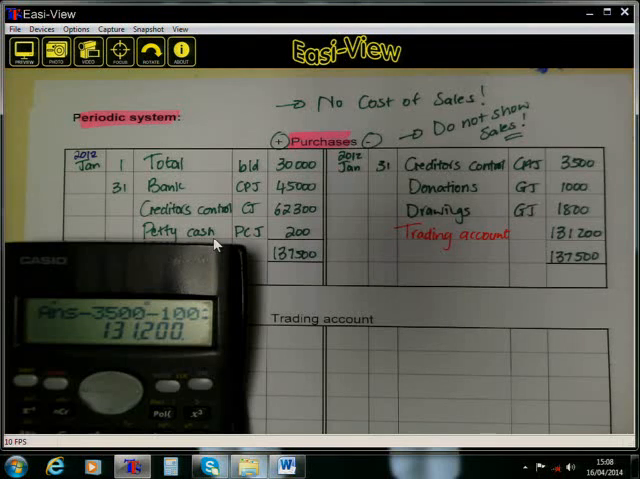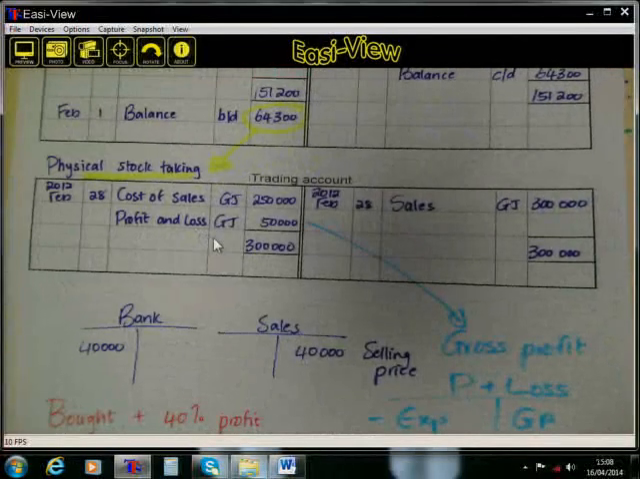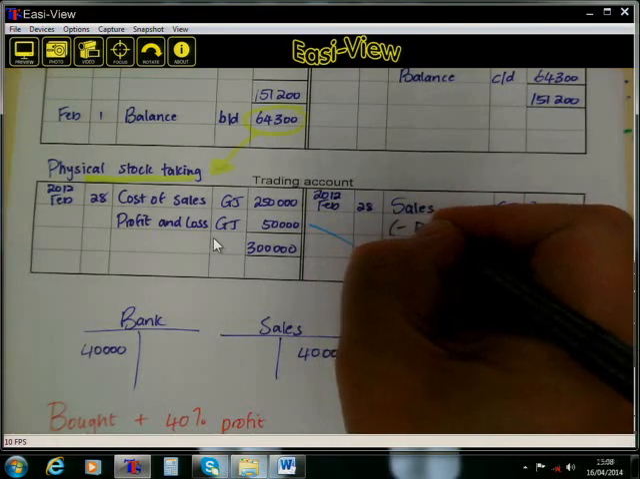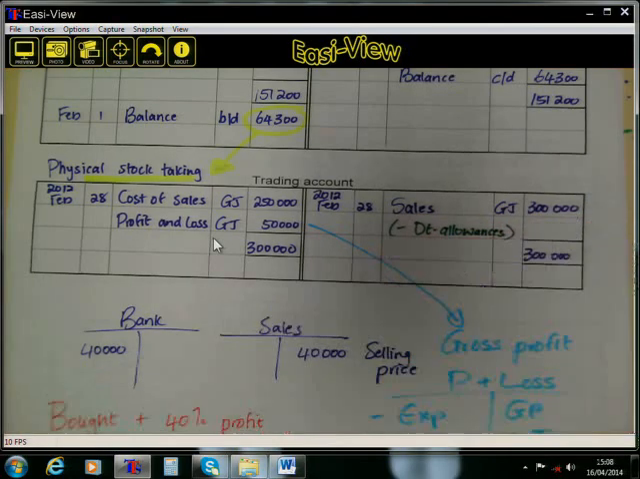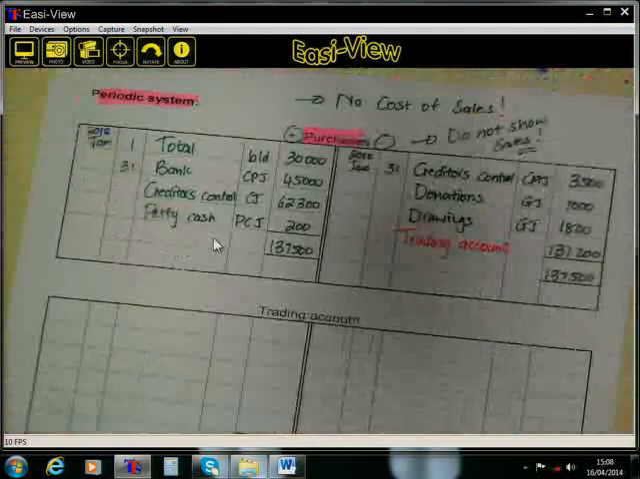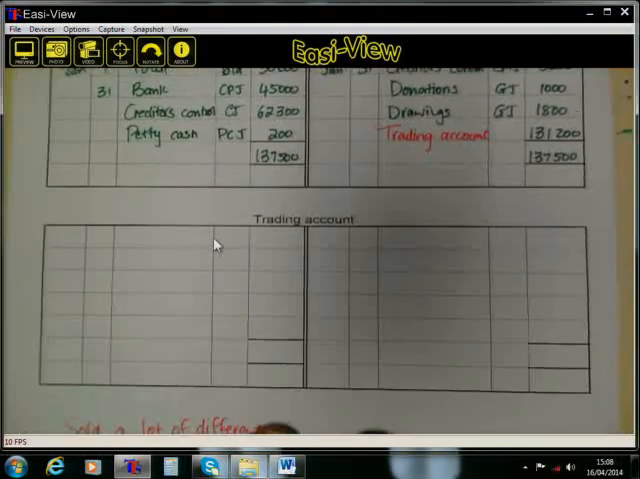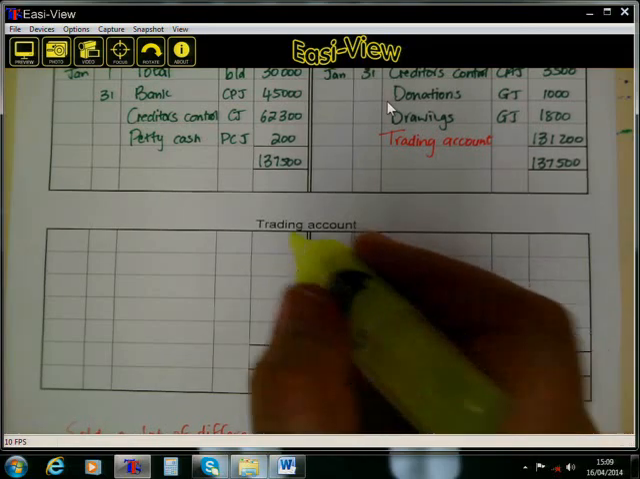If you can quickly revise the trading account of the perpetual system, it looks like this. There was only sales, cost of sales, and remember with that sales, we already subtracted debtors allowances. We show the cost of sales on the debit side, and we show the profit and loss. Now I'm going to show you how the trading account looks in the periodic system. Totally different from those in the perpetual system.